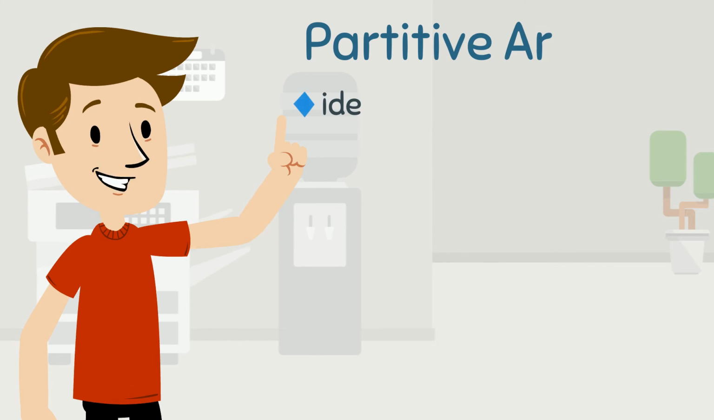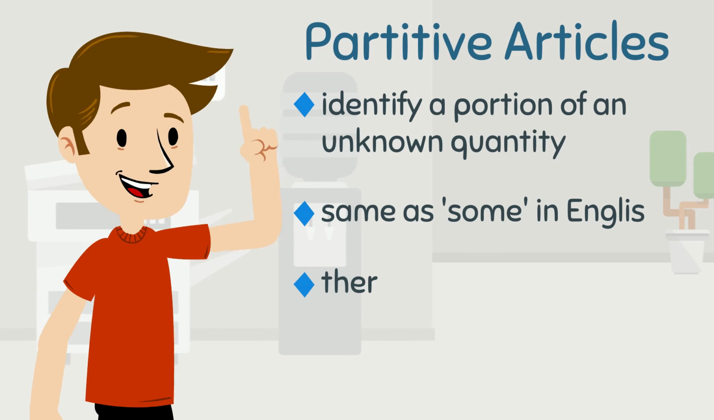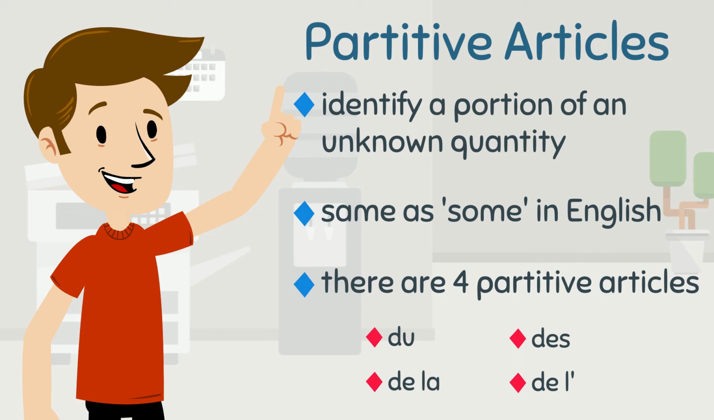Alright, now we've got partitive articles. This is the last group. They identify a portion of an unknown quantity. This is definitely only used in a "some" kind of sense.